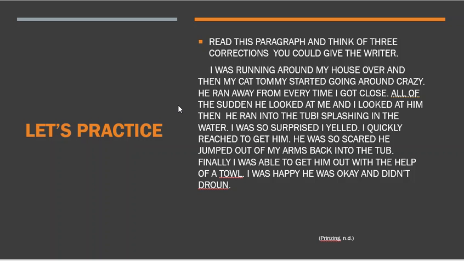Let's review the paragraph and think of 3 corrections. I was running around my house over, and then my cat Tommy started going around crazy. He ran away from every time I got close. All of a sudden, he looked at me and I looked at him. Then he ran into the tub, splashing in the water. I was so surprised, I yelled. I quickly reached to get him. He was so scared, he jumped out of my arms back into the tub. Finally, I was able to get him out with the help of a towel. I was happy he was okay and didn't drown.